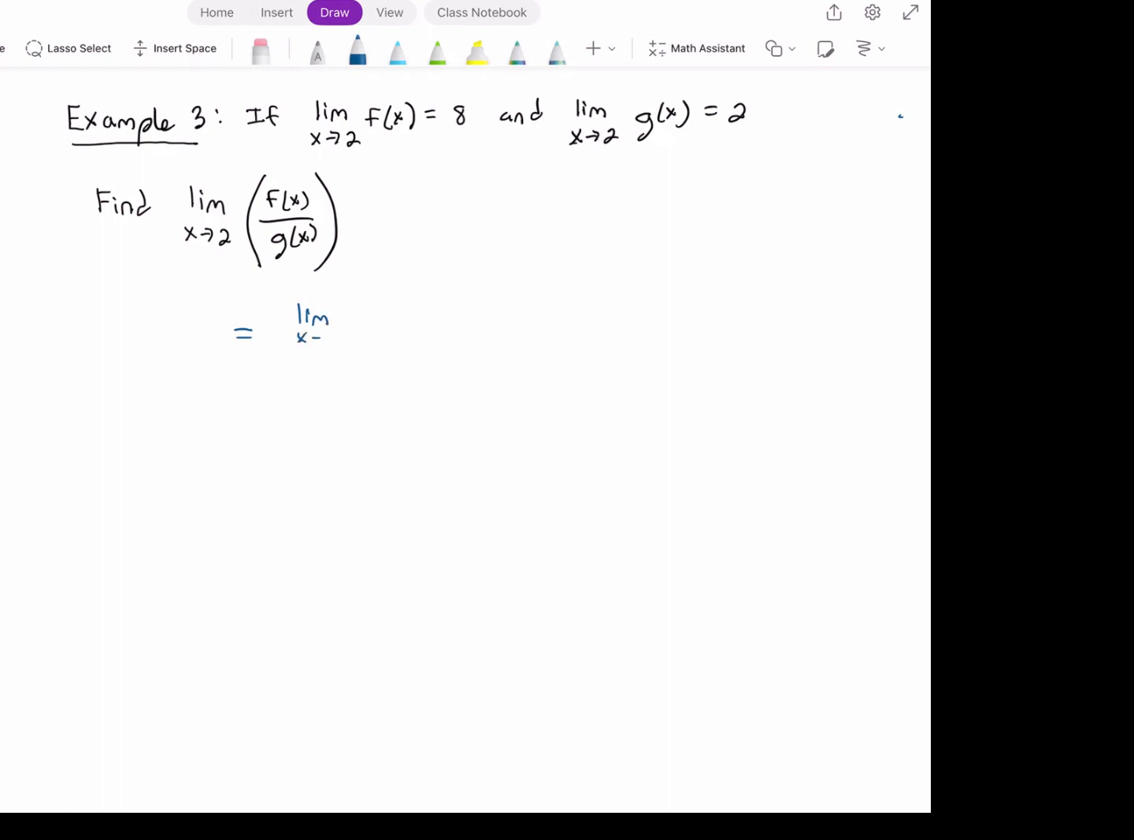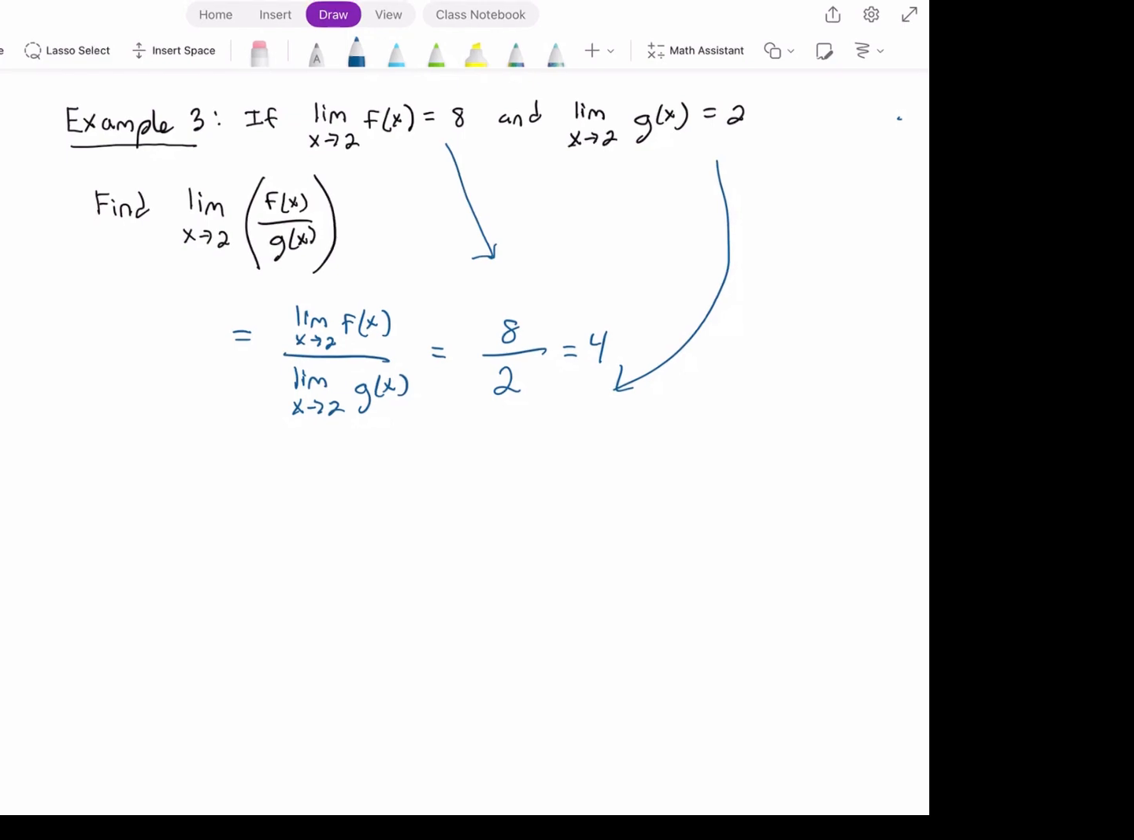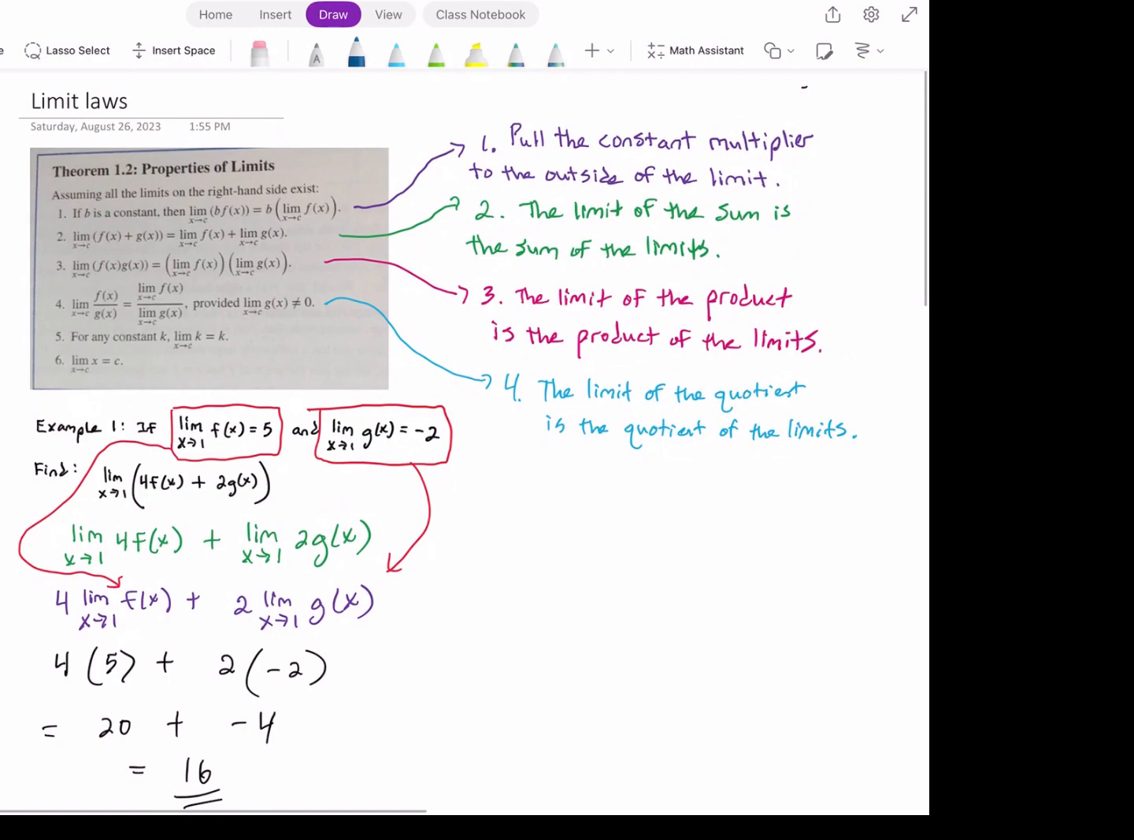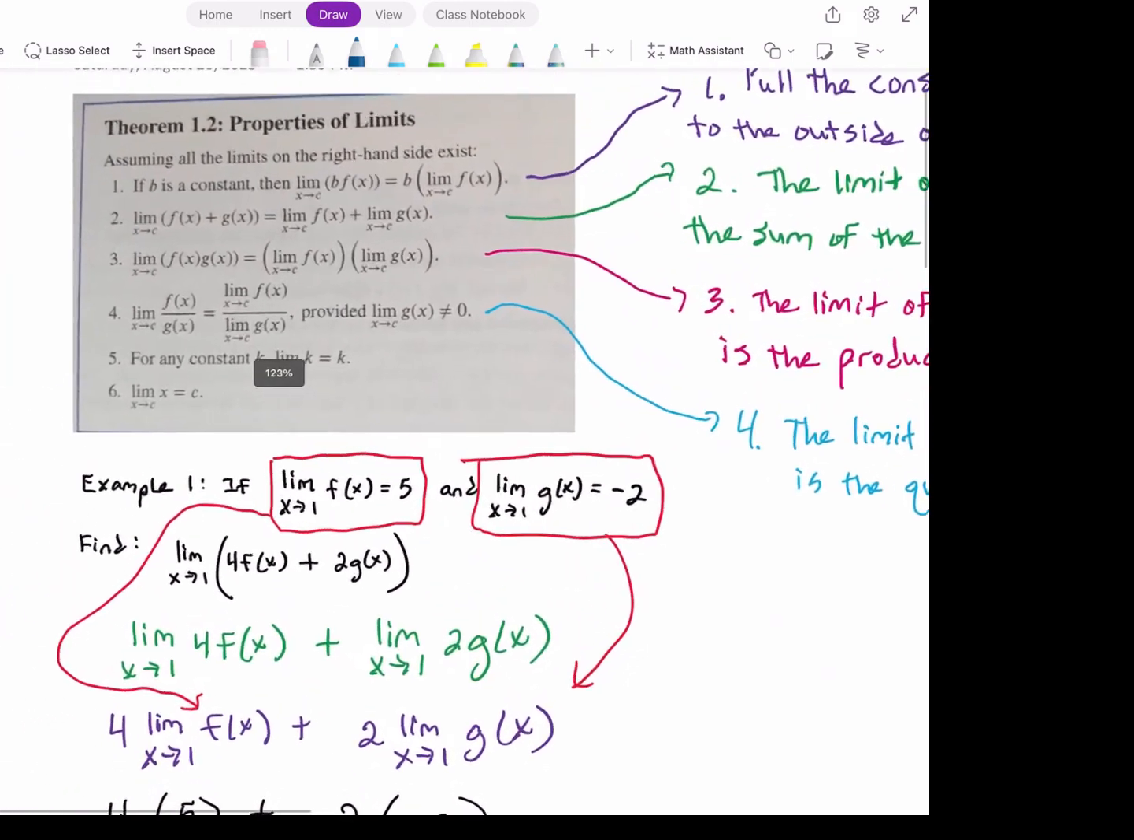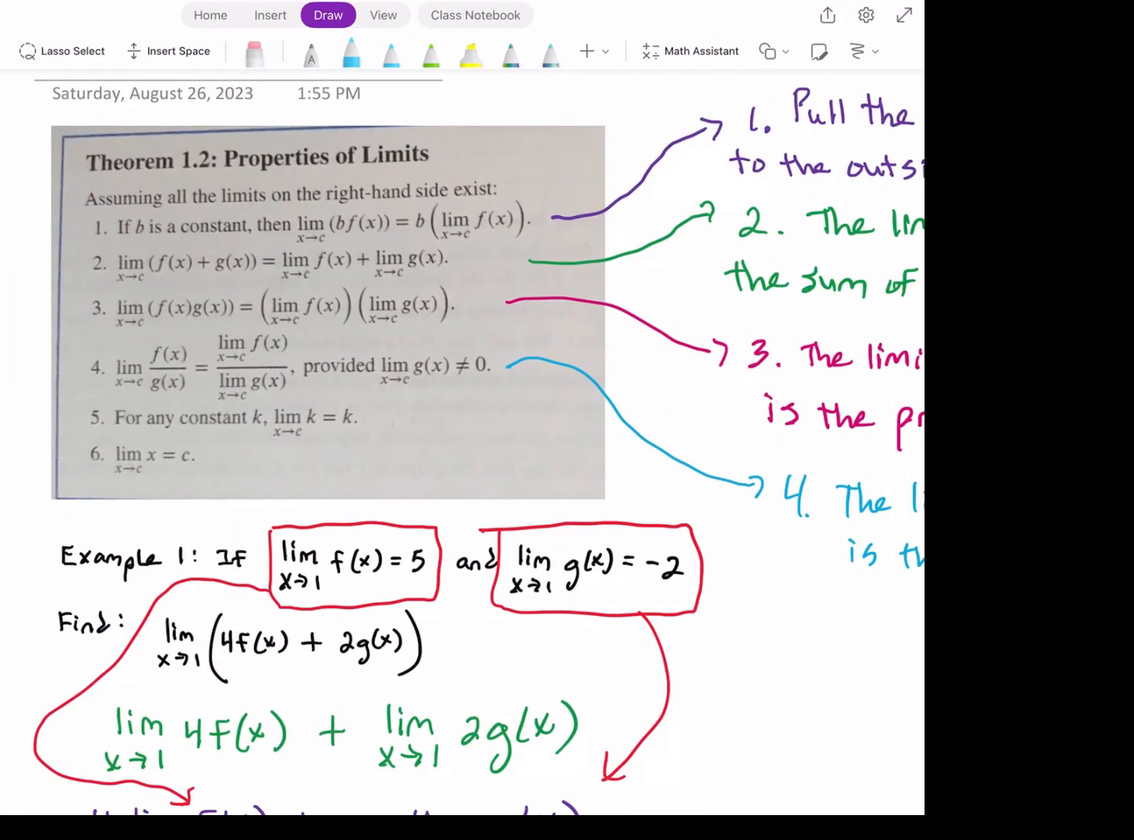So separately, let's take the limit of the top as x goes to 2, and over the bottom, limit as x goes to 2 of g of x. And then we look back and we see what were the values that were given to us. And we were given 8, and for g of x in the denominator 2. So 8 divided by 2 is 4, and it looks like we found the answer. Okay, pretty straightforward.